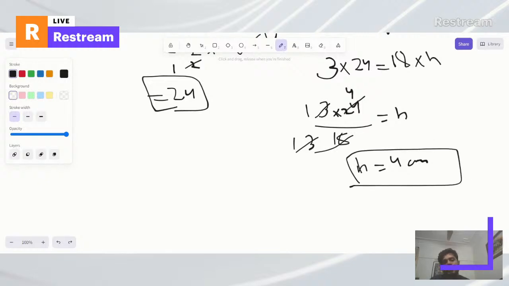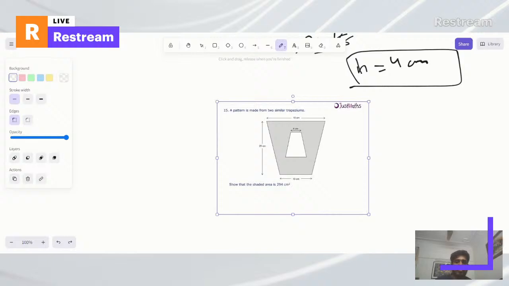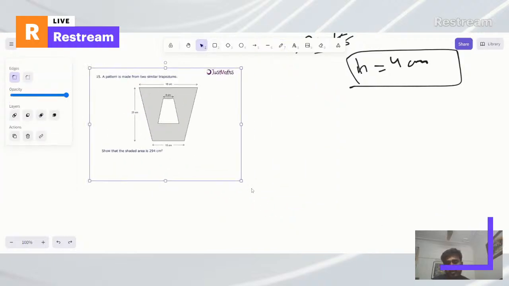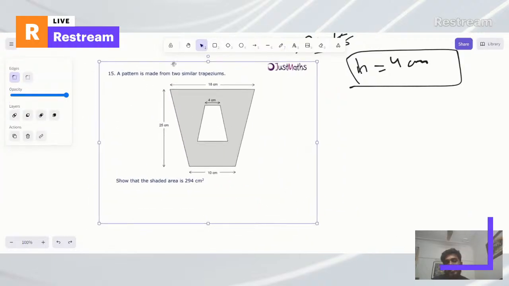So the majority of the questions are like this, right? It's not that difficult. However, it does require a little bit of concentration and a little bit of understanding, right? So this is another type of question which I believe the students usually find a lot more difficult. So let's look at it. Now the question says that the pattern is made from two similar trapeziums, right?